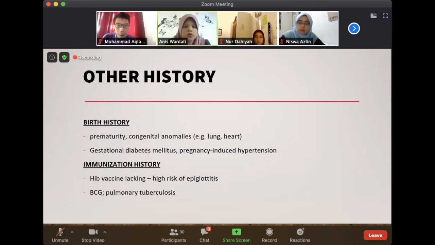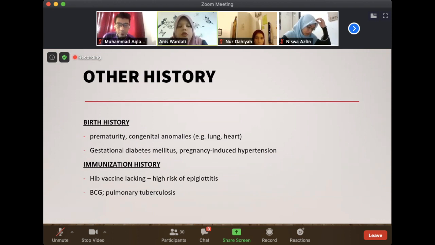For the birth history, prematurity, which can lead to congenital anomalies, for example, of the lung and heart, for example, Down syndrome. And if the mother has gestational diabetes mellitus, because it can be a risk factor for the baby to have congenital heart disease.